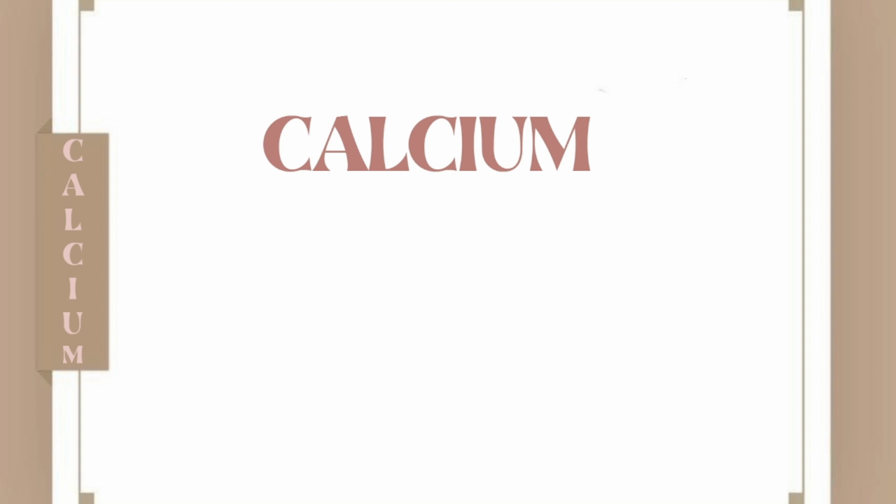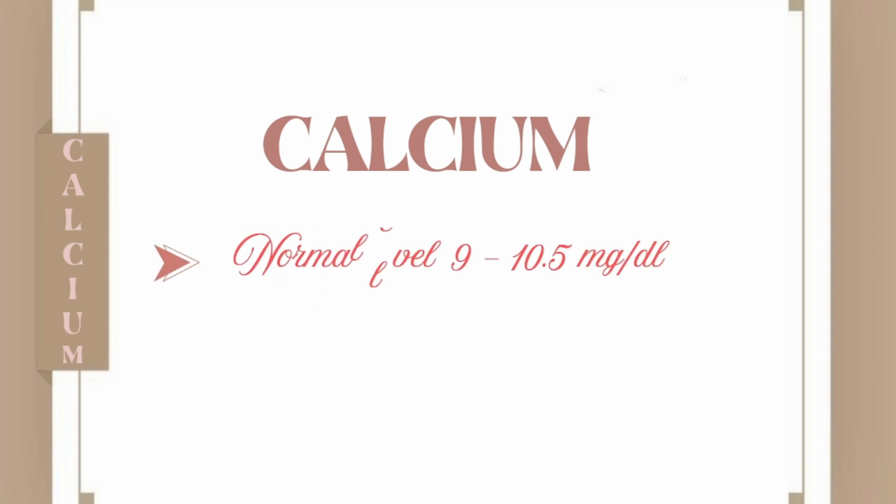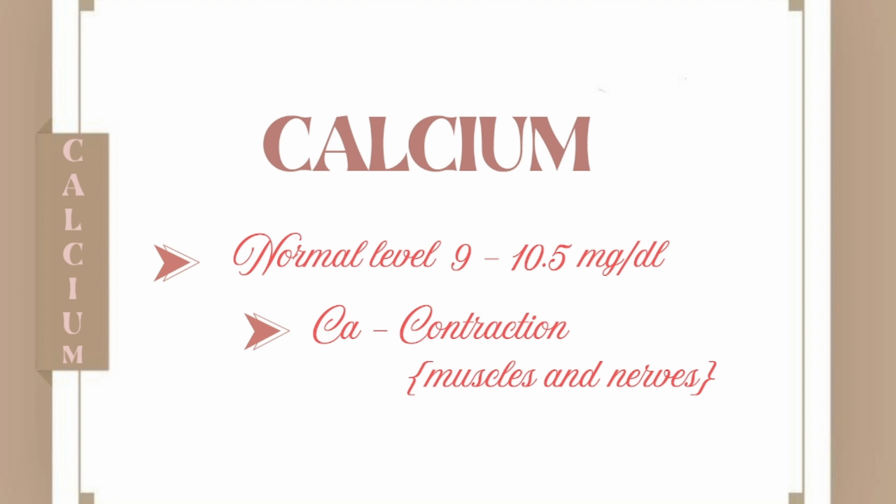So let's begin. Calcium. Normal level of calcium is 9 to 10.5 mg per deciliter. To remember, we know that symbol of calcium is Ca, and from C we have to remember contractions, muscles and nerves. That means calcium plays a vital role in muscle contraction and nerve functions. Now, normal level of calcium is 9 to 10.5 mg per deciliter. Two conditions occur when calcium is out of balance, that is hypocalcemia or hypercalcemia.